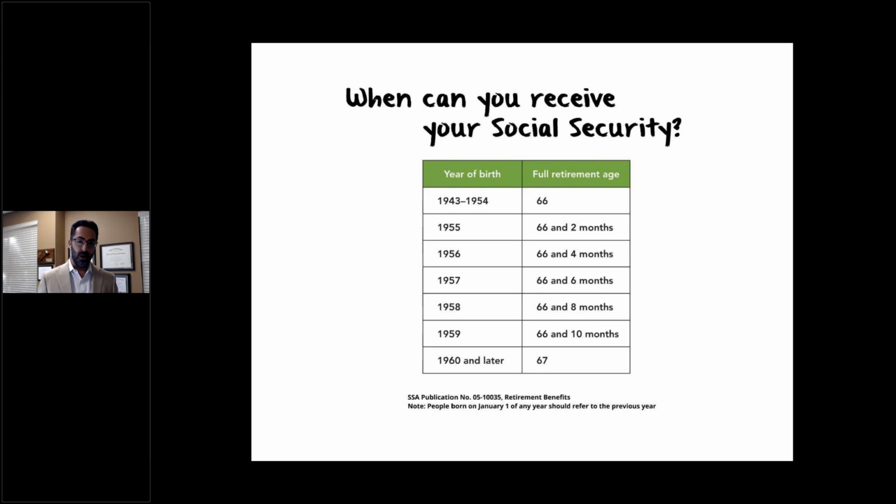So by law, the age when workers can receive full Social Security retirement benefits has been increasing from age 65 to 67. As you can see, anyone born between 1943 and 1954 has a full retirement age of 66. And then it's been gradually increasing, and anyone born after 1960, their full retirement age is 67. These are also printed on your Social Security statements, which you may receive. If not, they're available online.